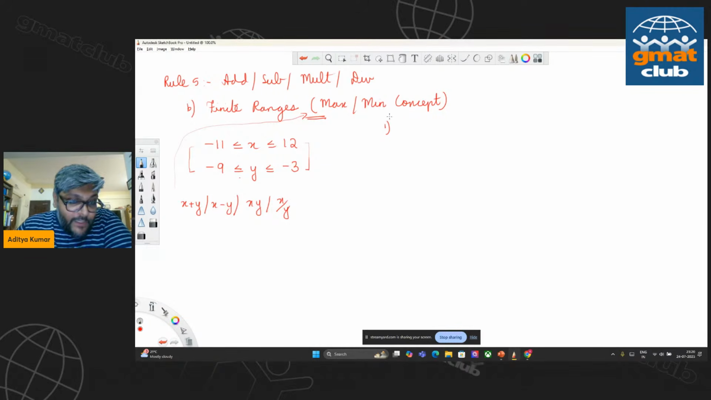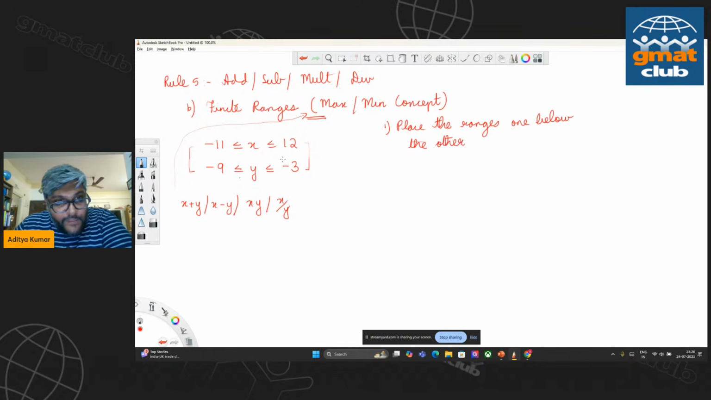What is the Maxmin concept? How do you use it? First step, you place the ranges one below the other. You place the given ranges one below the other. You ensure the inequality signs are pointing in the same direction.